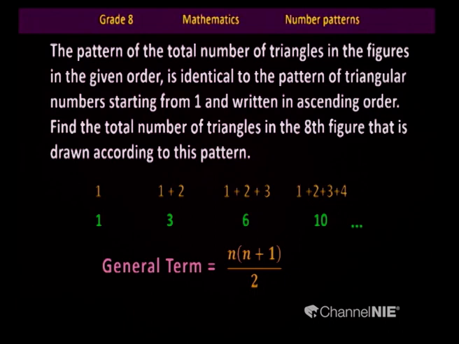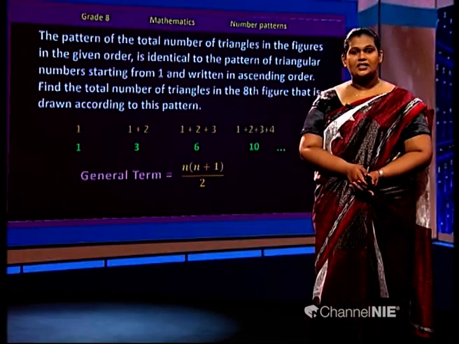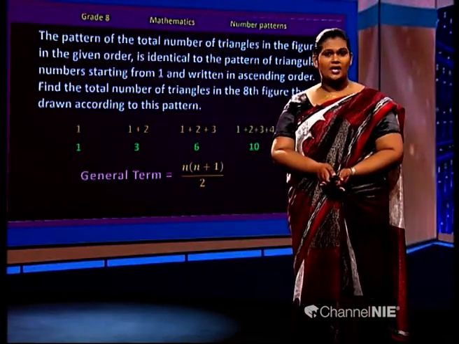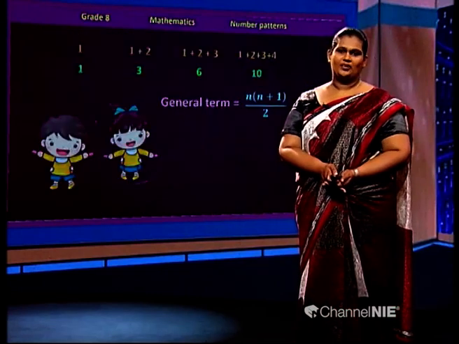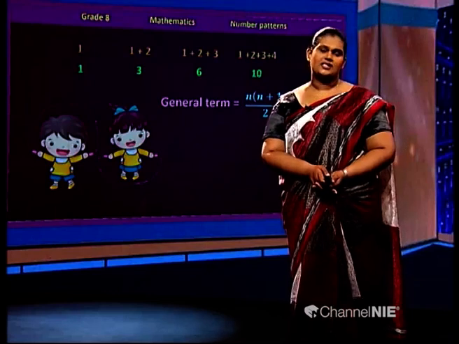Now, we have identified the values represent the triangular number pattern starting from 1 and written in ascending order. That means we can relate the question like this. They are asking about the value of the 8th term of this number pattern. Right. Now, we already know the general term of the triangular number pattern, that is n into n plus 1 divided by 2. Right. Now, using this general term, I am going to find the 8th term.